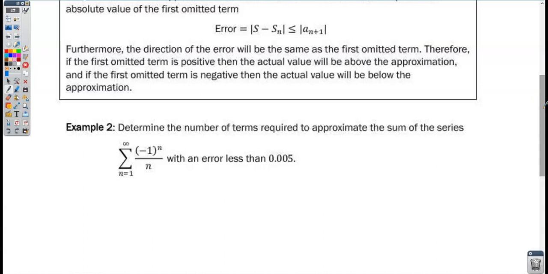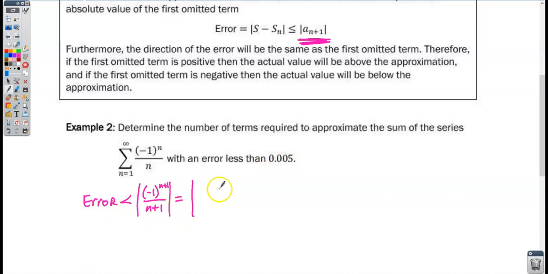Example 2. Determine the number of terms required to approximate the sum of the series, sum from 1 to infinity of -1 to the n over n, with an error less than 0.005. All right, so the absolute value of the n plus first term of this series, when I approximate it with n terms, is the absolute value of -1 to the n plus 1 over n plus 1. That's my error. My error has to be smaller than this. And we want the error to be less than 0.005. So we want this to be less than 0.005.